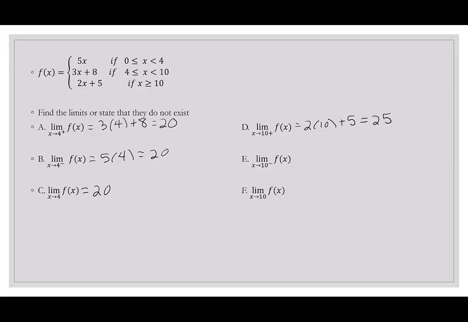Then 10 from the negative side says I want to be close to 10, but smaller than 10. So smaller than 10, but still close to 10 is the second line. So now I do 3 times 10 plus 8. 3 times 10, 30, plus 8 is 38. Overall, then, if I look at the limit when x goes to 10, I need to say does not exist. I have 25, I have 38. Those are not the same number.